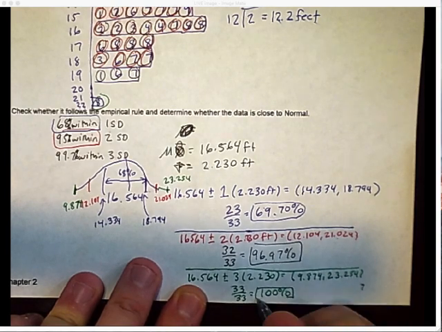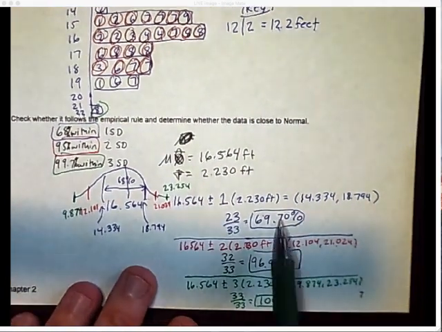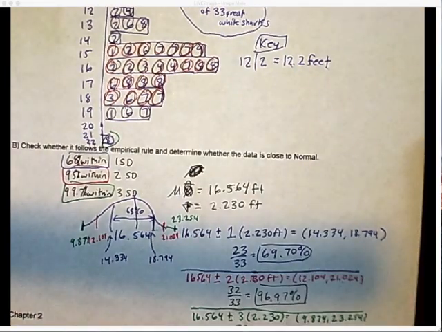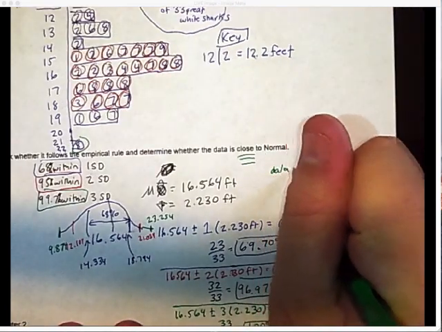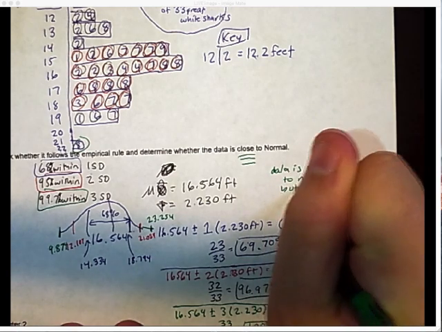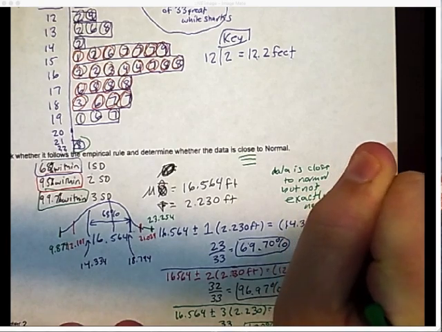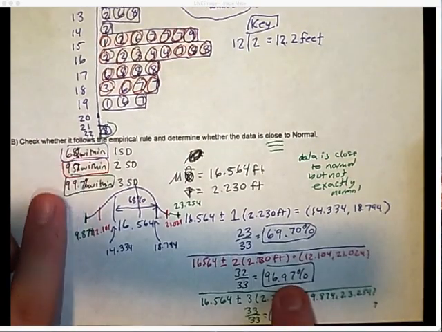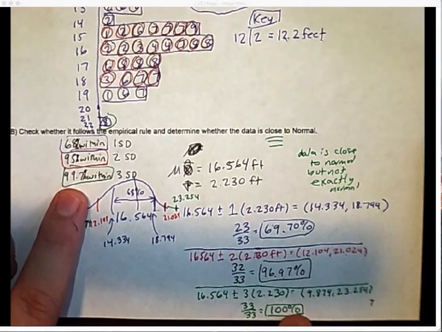So this number is bigger than that number. Although these numbers are close, it's close to normal, but not exactly normal. Okay, this number is relatively close to 68%. This number is relatively close to 95%. This number is relatively close to 99.7%.